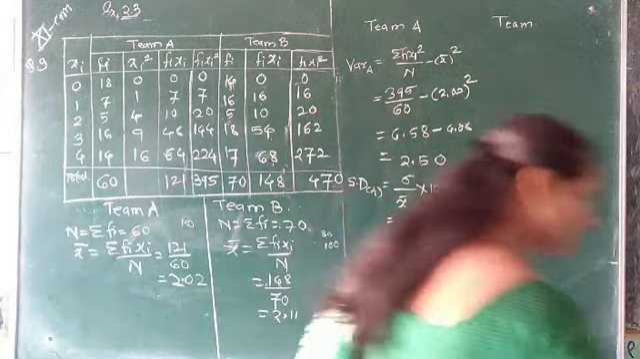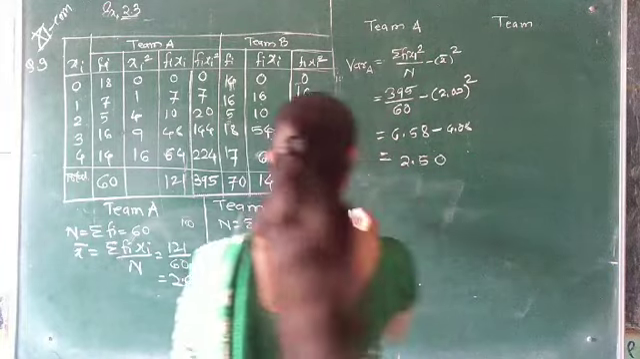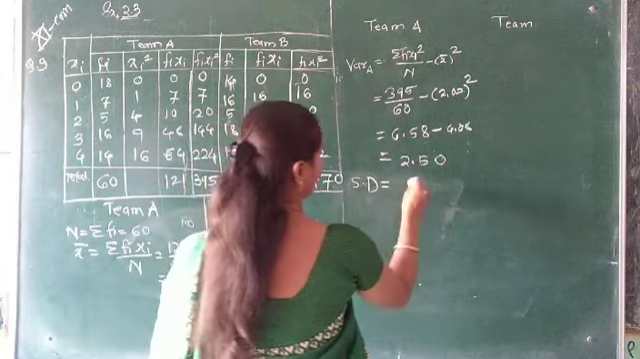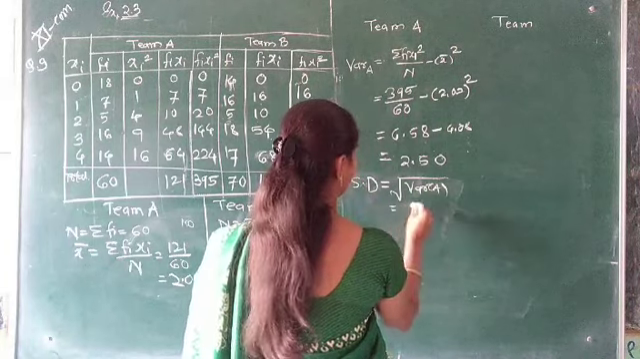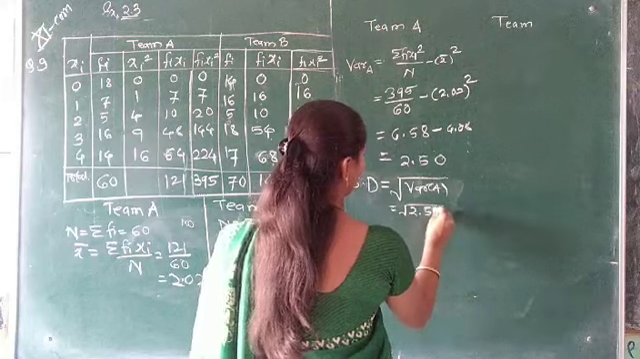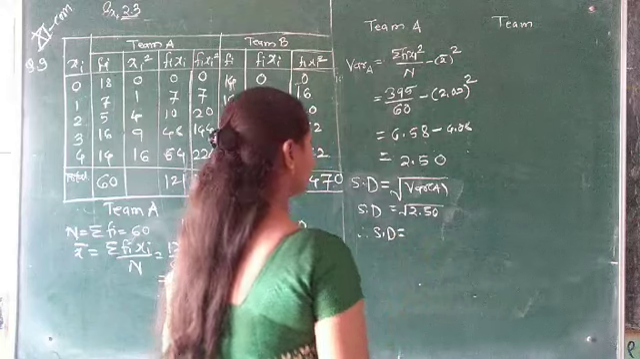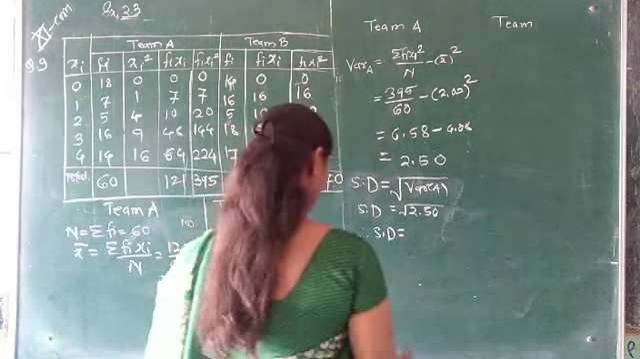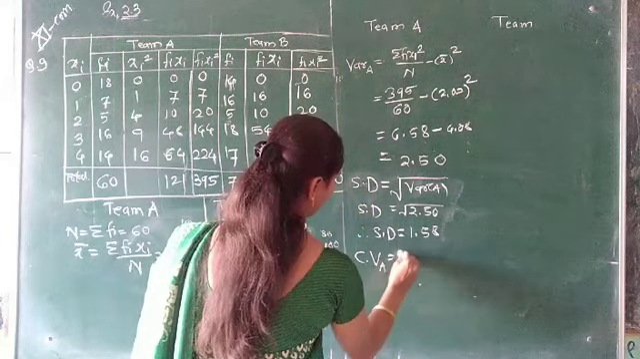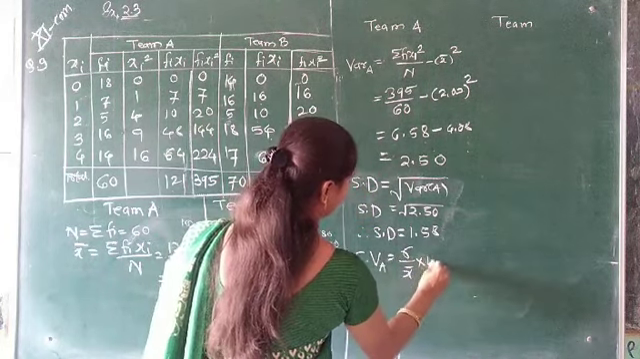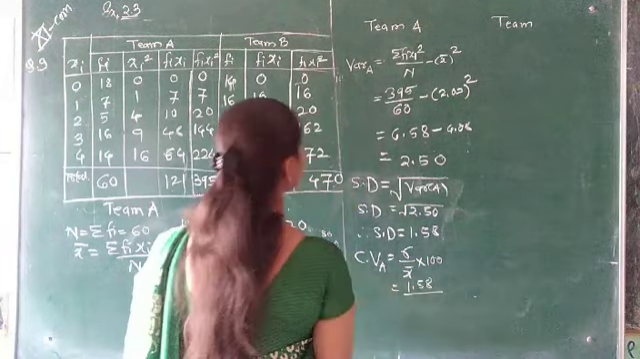2.50. First we find the standard deviation of this. Standard deviation of team A is root of variance of team A, that is root of 2.50. If we take its root, 2.5 is 1.58. Then find the CV of team A. Sigma divided by mean into 100. Sigma is 1.58 upon its mean.